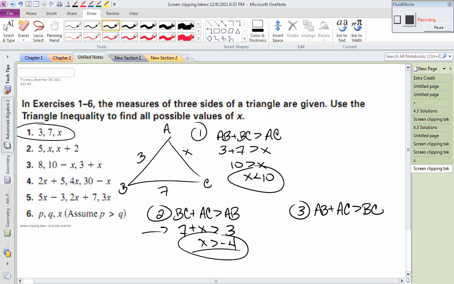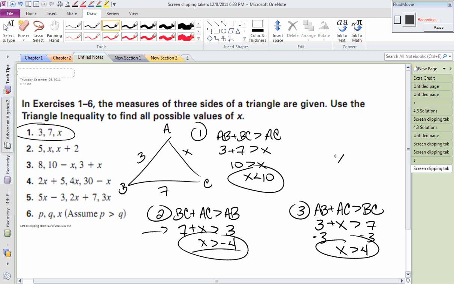And the third inequality says AB, which is 3, plus AC, which is x, has to be greater than BC, which is 7. Subtract 3 from both sides, and x has to be greater than 4. Because if x was less than 4, for example 3, we would have 3 plus 3 is not greater than 7, so that wouldn't work. That's why it has to be greater than 4. Even if it was 4, 3 plus 4 is equal to 7. Again, the best we could do is connect those in a straight line.